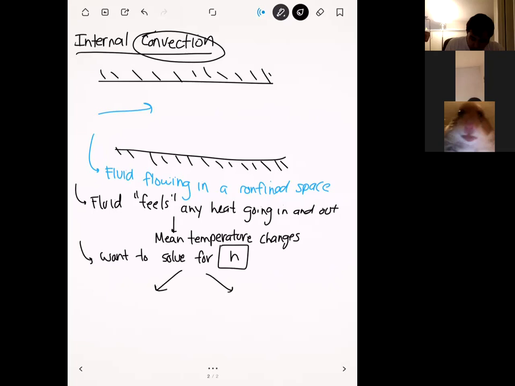One way that we can solve for h is to use the equation for the mean temperature. Those were our equations for Tm of x, and we did an example of that last time. The other path that we can take is the more common path for convection problems, where we use the Reynolds number.